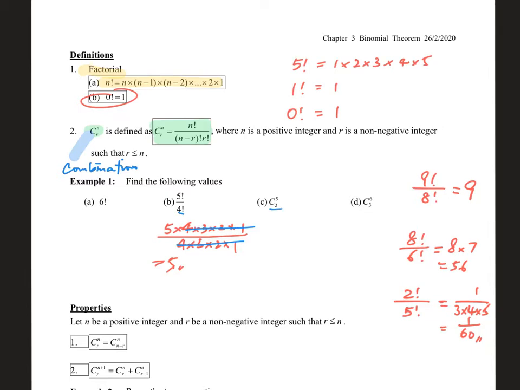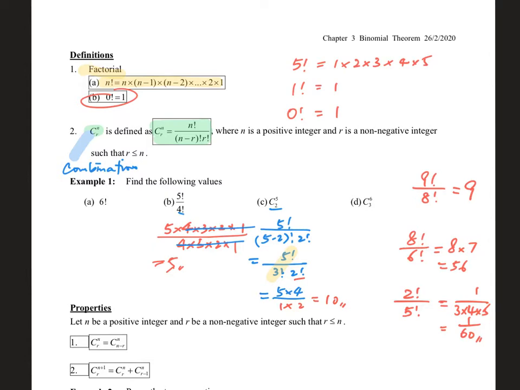By definition, 5C2 will be given by 5 factorial over (5 minus 2) factorial and 2 factorial, which means it's 5 factorial over 3 factorial and 2 factorial. But a little trick you can try: 5 factorial over 3 factorial will leave 5 and 4 on top, while 2 factorial in the denominator will be 1 times 2. So that's why at last it will not be 20, it should be 10 over there. And then for 1d, you may try it by yourselves.